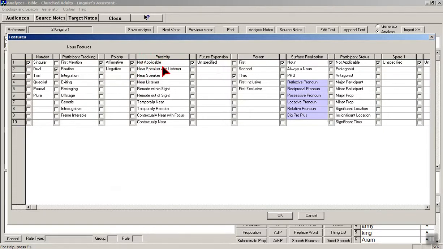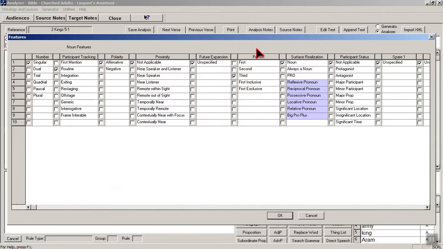Proximity, usually this is where we want to say this or that. In this case, it's not applicable, but contextually near would be that. Contextually near with focus would be this. There are other possibilities, like if someone's speaking and he's talking about something that's near the speaker and the listener, we could check this.